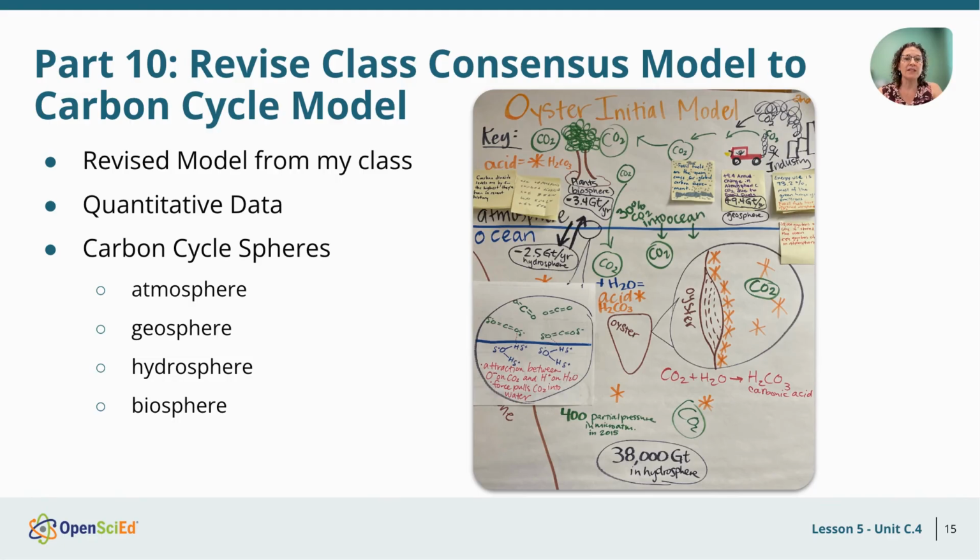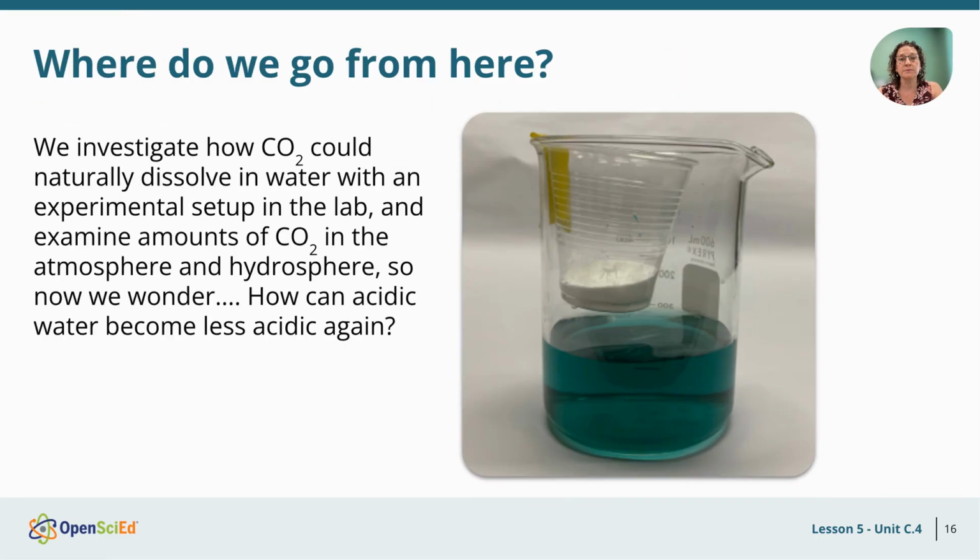It's important to add these labels to your class consensus model because up next in Part 11, the class will be applying the carbon cycle model to the oysters.